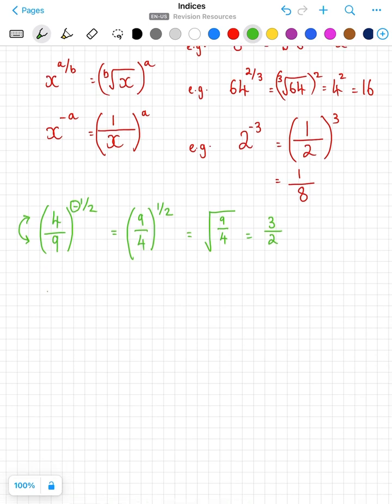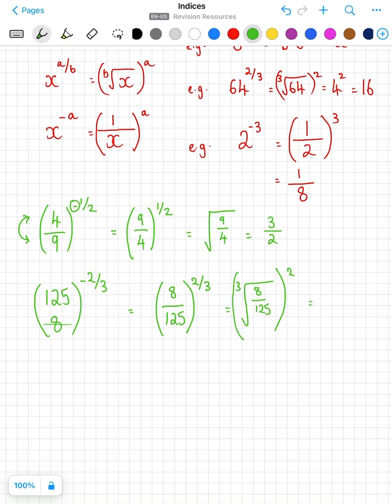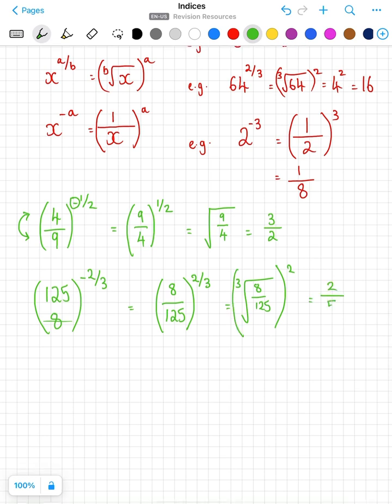Let's look at one more example. 125 over 8 to the power of minus 2 over 3. Start with the negative indices, so we are finding the reciprocal, so 8 over 125, and that's to the power of 2 over 3. Note a common mistake at this stage is that some people will flip the indice, which is not the case. So now we find the cube root of 8 over 125, and then we square it. The cube root of 8 is 2 and the cube root of 125 is 5, and now we square that, leaving us with 4 over 25.